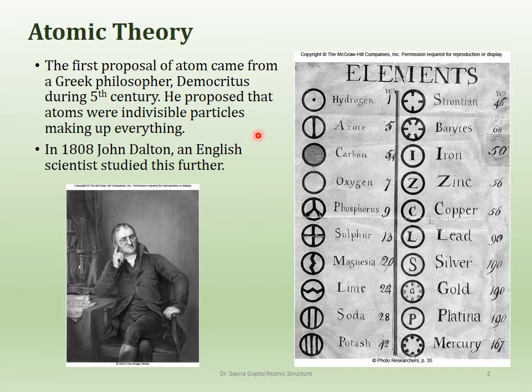His theory got buried for a long time until about the 19th century, when John Dalton, an English scientist, studied this further and came up with his own theory. But it was very similar to what Democritus had proposed. Democritus did not really have a lot of information, so whatever he proposed was pretty good for his times. These were the elements known in the 5th century. Really very, very few elements.